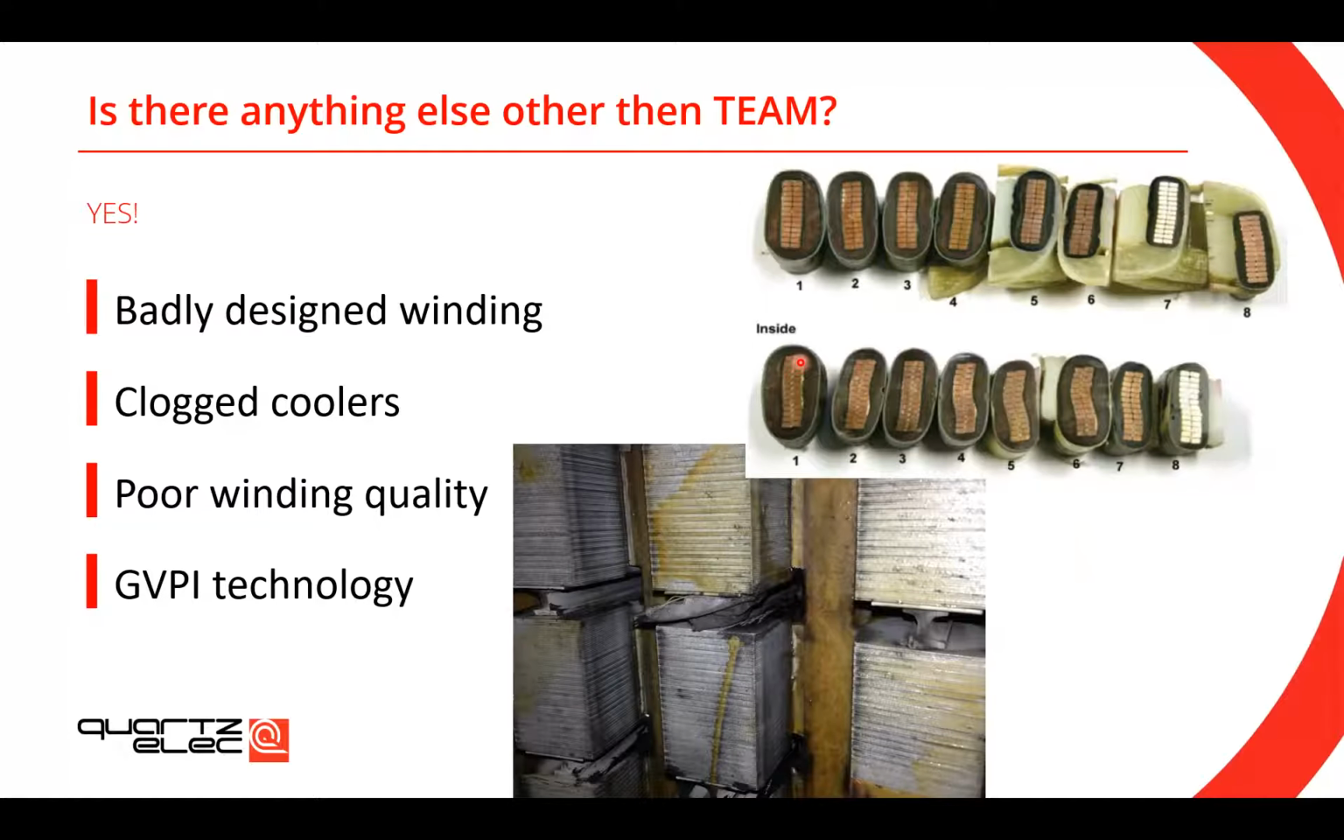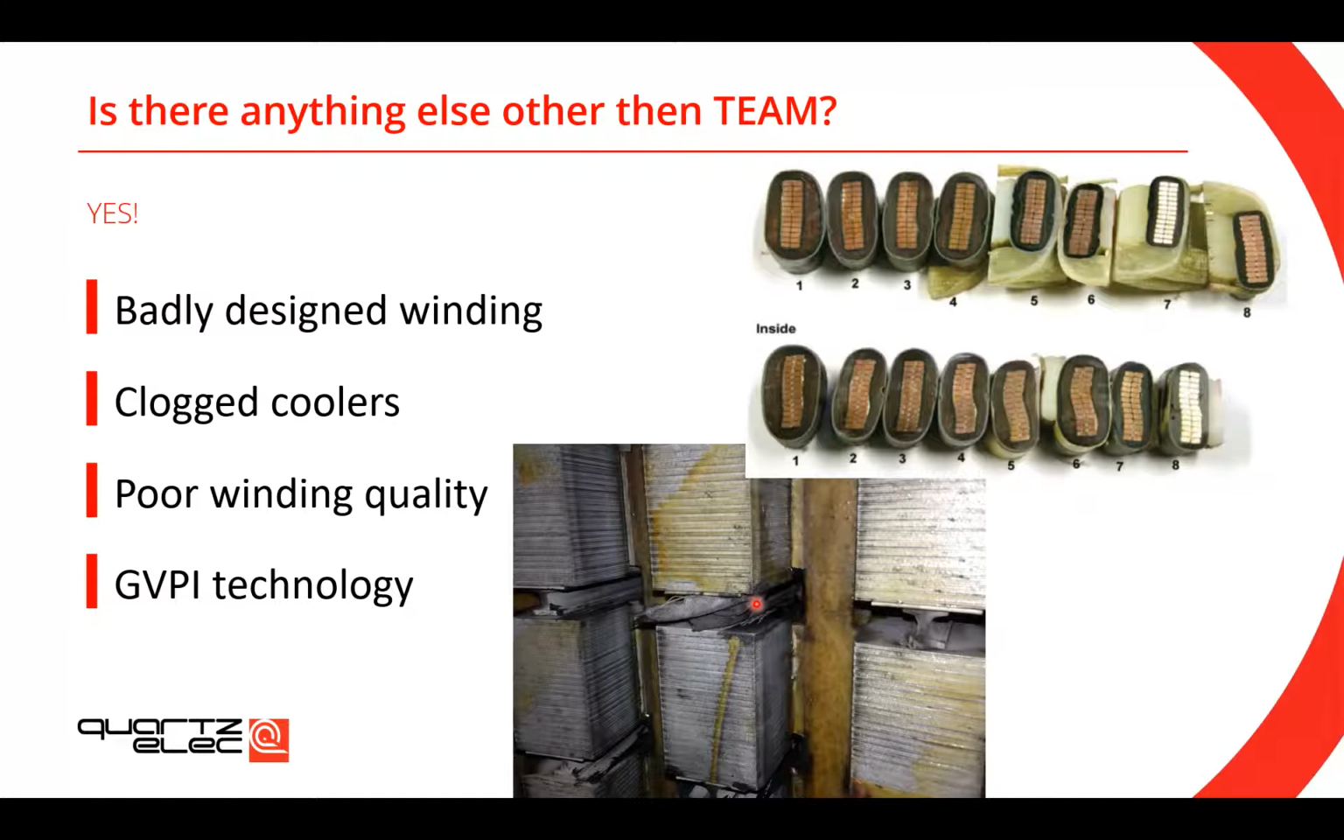So is there anything else other than TEAM that causes problems? I would say yes. If you have a badly designed winding, you might end up with partial discharge problems. That's quite obvious because you have examples of that winding here in the top pictures. If you have clogged coolers or cooling ducts, as you can see in the bottom picture, this is a piece of rag that we found in one of the stators. That was probably left from the previous outage.